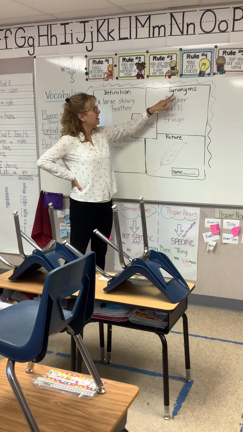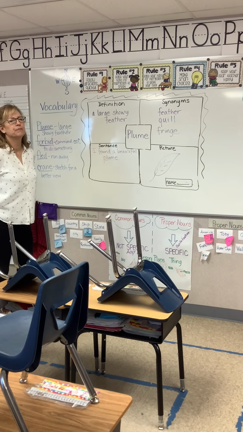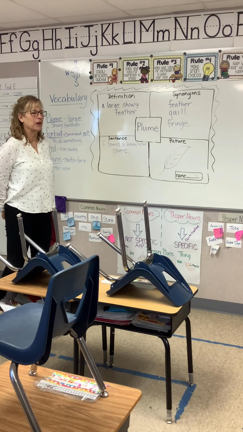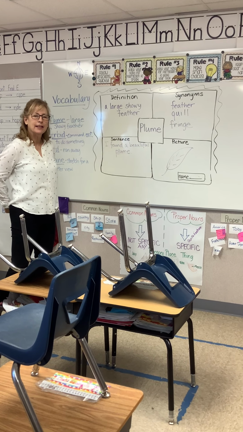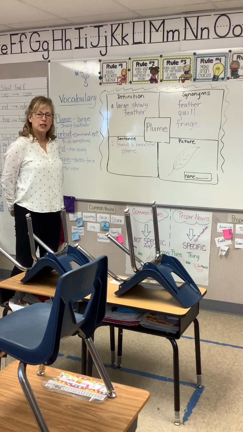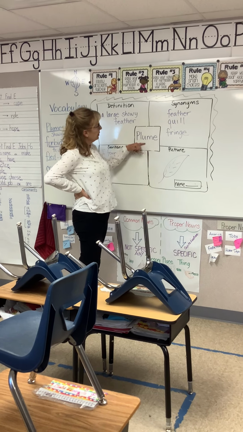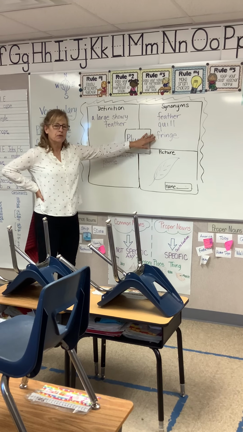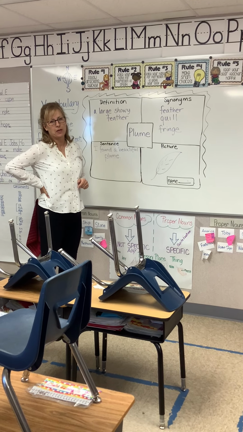The next box is called synonyms. Do you remember what synonyms are? I'm going to give you a minute. Maybe you can remember when we talked about synonyms and how they mean basically the same thing. It's another word for the word. A synonym is a word that means basically the same thing. So for plume, I have feather, quill, and fringe. So they're not exactly the same word, but they kind of mean the same thing.